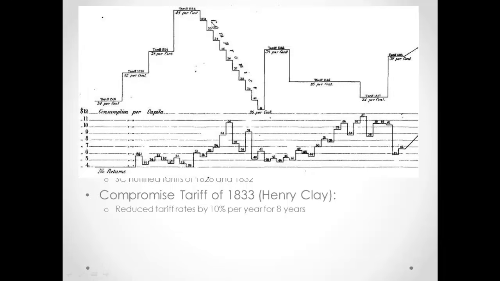So the North is happy because it's not a quick drop. They can get used to this drop. And the South is happy because the end result will be that they have lower tariffs. So the same day that the compromise tariff of 1833 is passed, Andrew Jackson signs the Force Bill, which says that the president could use the military in the future if necessary to collect tariffs. So stuff just got real there.